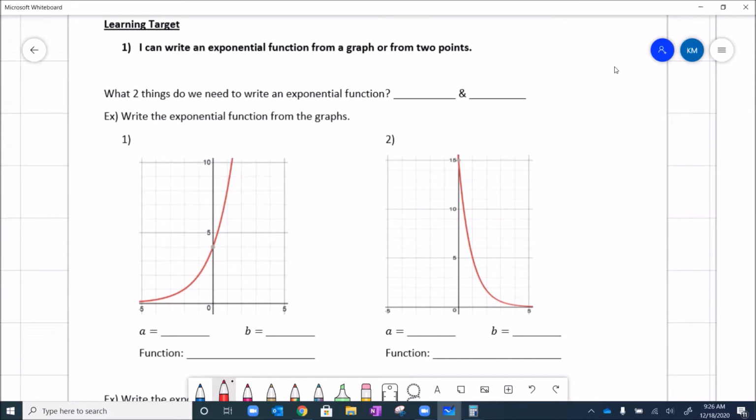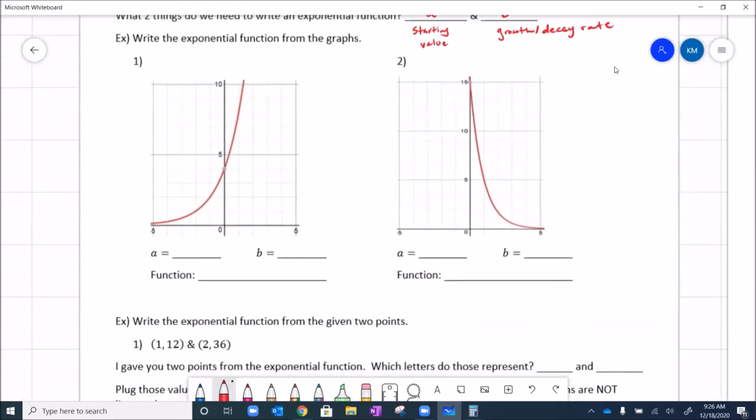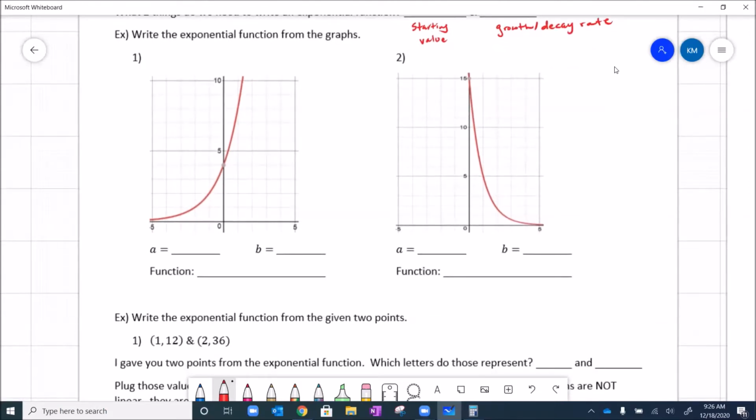We need the a value and the b value. That's it. Okay, our starting value and our growth/decay rate. If we know those two things, then we can write an exponential function. Okay, and remember that our shortcut kind of explains those two things.